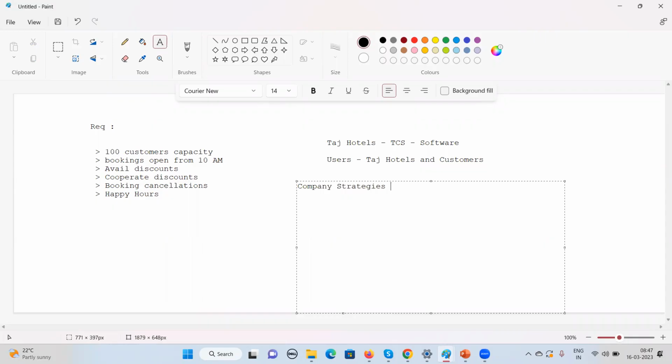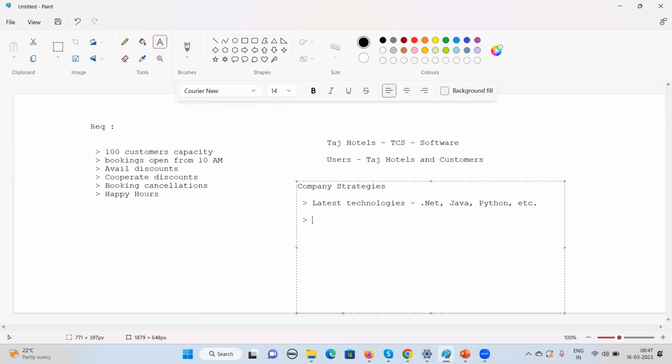Here they may say that we are going to use the latest technologies. Sometimes it could be .NET, sometimes it could be Java, Python, etc. So these are the technologies that we are going to use. Apart from this, we have business technologies.